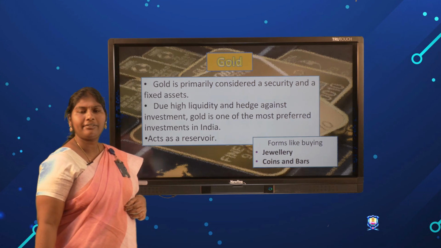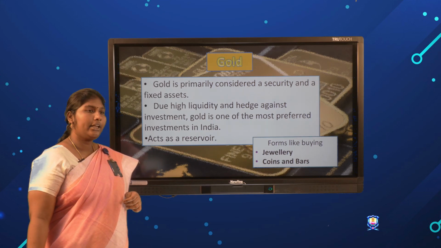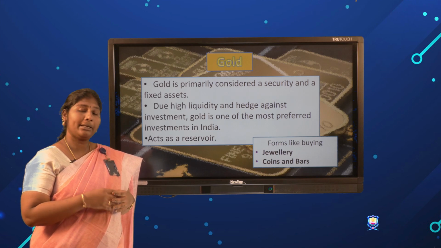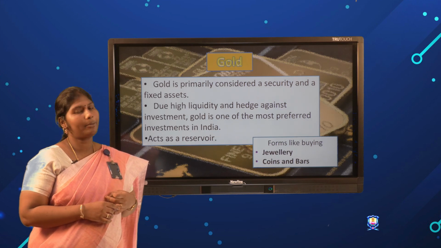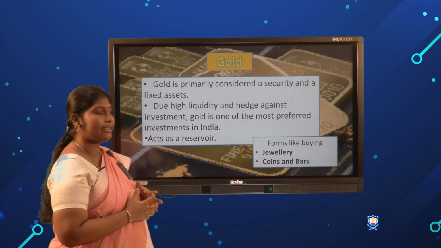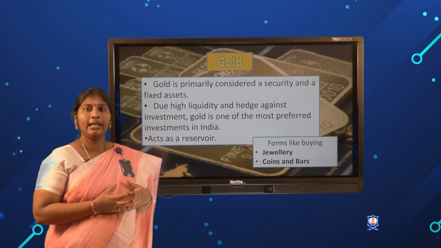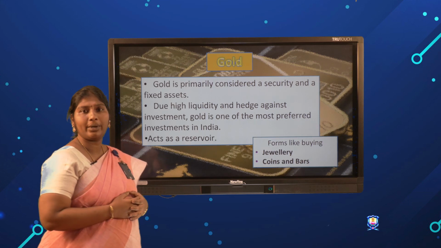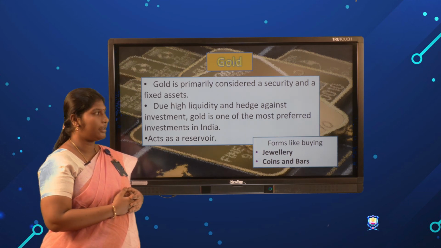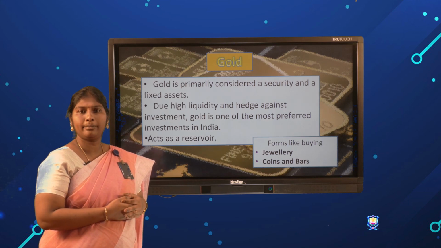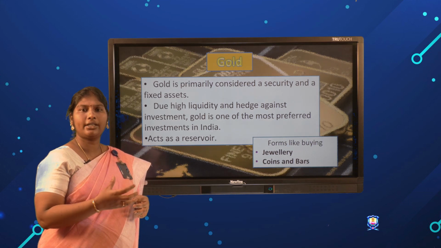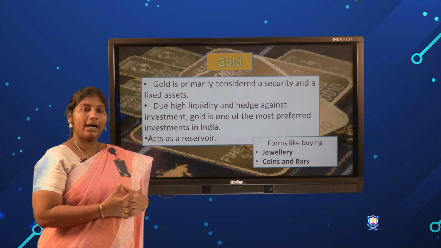The first one under real investment is gold. If you ask your elders which type of investment is best, they will immediately tell you to buy gold or buy a house. In the same way, gold stands as a primary fixed asset and acts as security. It also acts as a reservoir in times of emergency, when you can pledge the gold and get money out of it. The common form of buying gold by Indian households is buying jewelry, or buying gold in the form of bars.